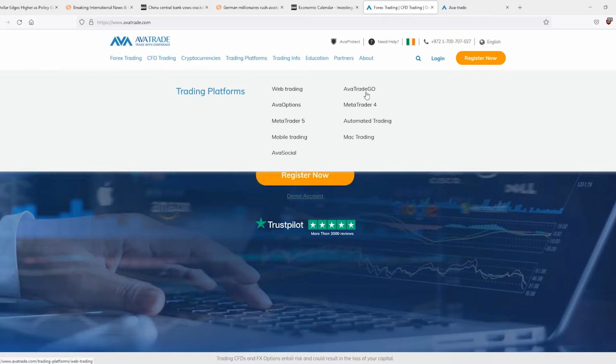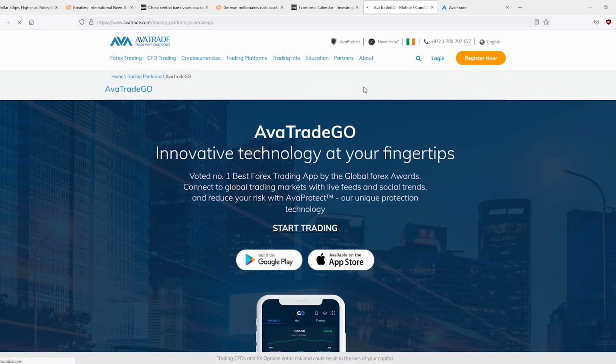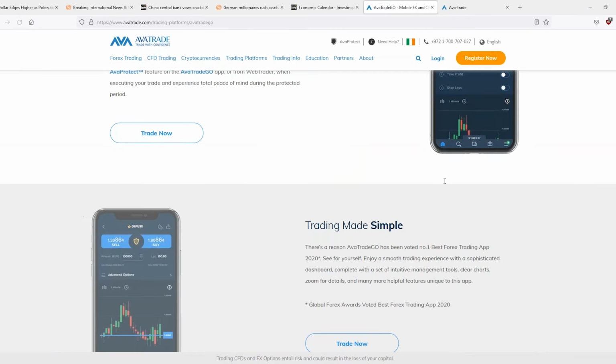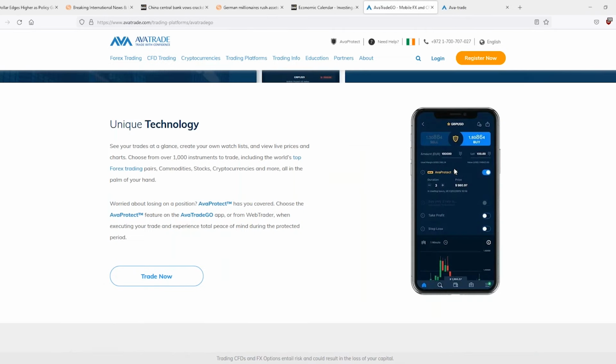If you go to our trading platforms, go to AvaTrade Go, you can use our app. You see AvaProtect, and you see other features as well that are good. Even if AvaProtect isn't available, if you're trading on a stock or something that doesn't offer AvaProtect, when you're programming your take profit, your stop loss, it's calculating your potential profit, your exposure to your stop loss mark for you based on your trade size and the price you're putting for your stop loss and your take profit. It does those calculations for you in the order window before you buy or sell.